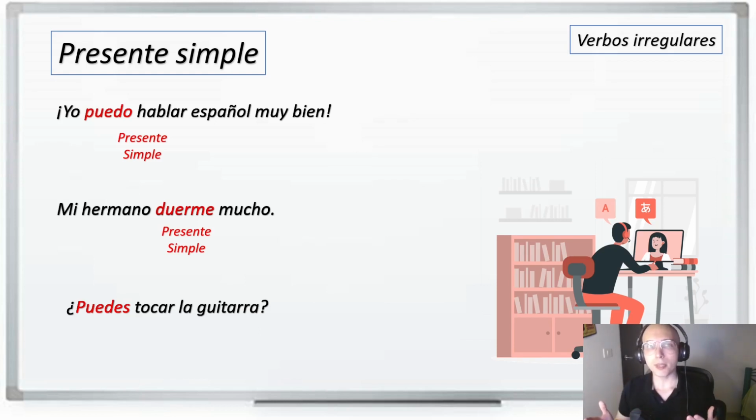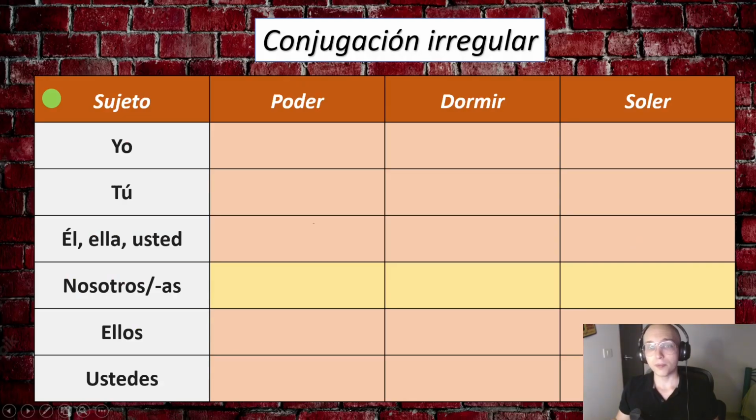Some verbs in Spanish, when we conjugate them in present, will have this declination from the sound o to the sound ue. For example, poder, puedo, dormir, duermo. We're going to be looking at some examples and some common verbs that use this declination in Spanish, okay? So let's take a look at the conjugation.